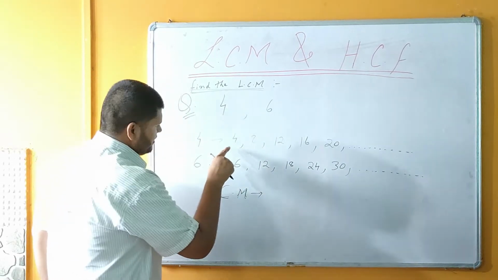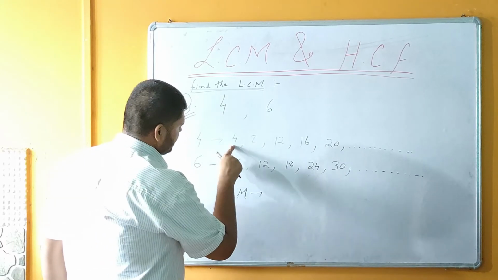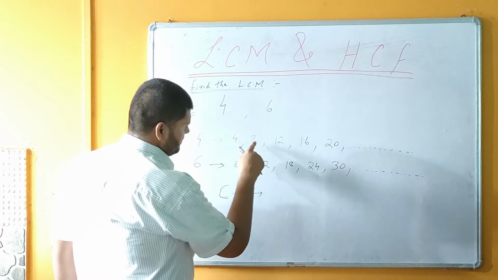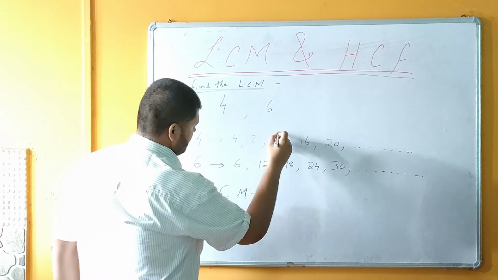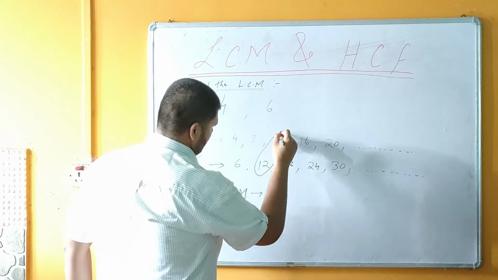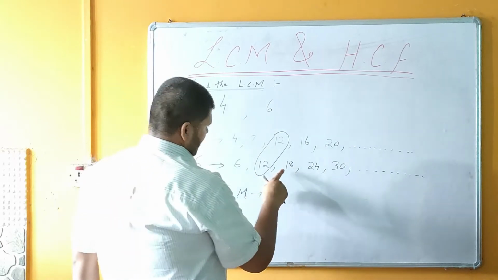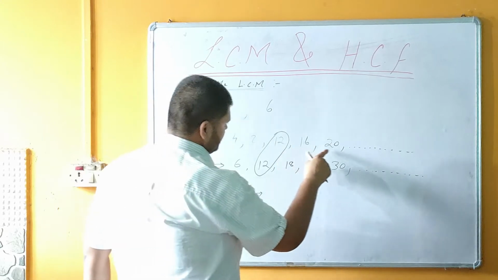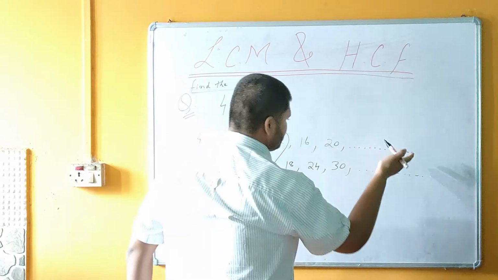So let's see, here it is 6, here it is 4, not matching. So we will go ahead. 8, 12, not matching. 12, 12, it is matching. Okay, so we will take this one. Then you have here 18, 24. Here, see, there is no matching term, so we will extend this some more.